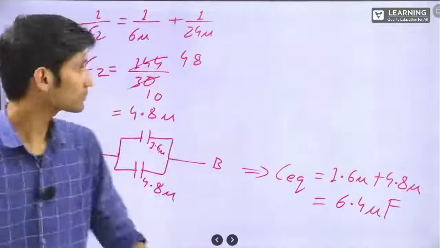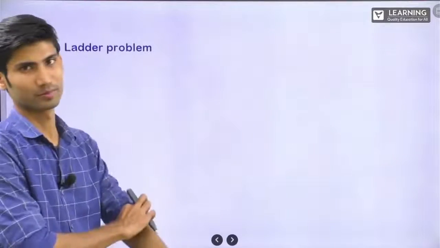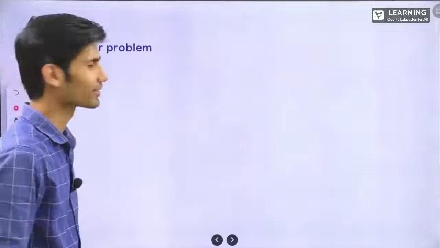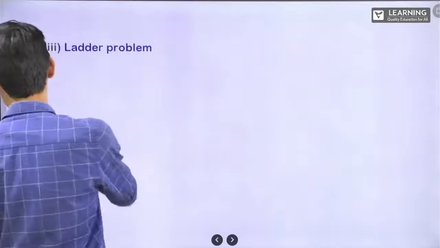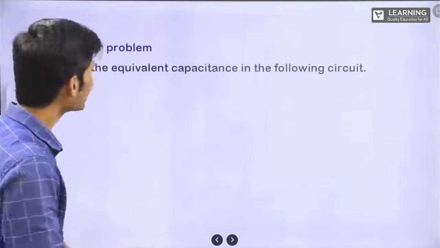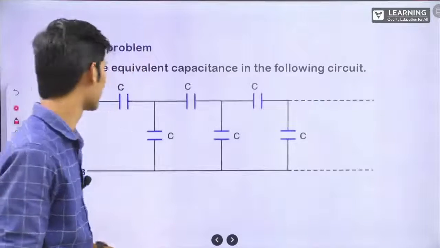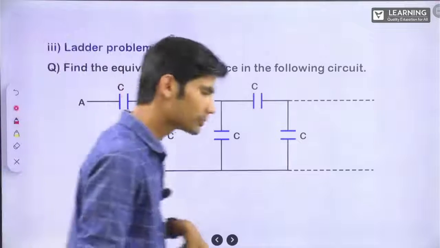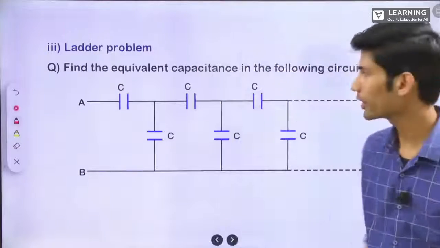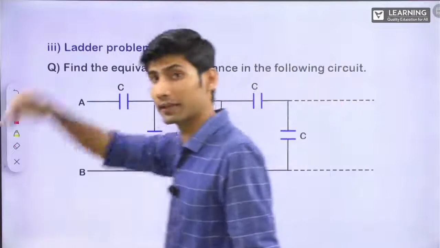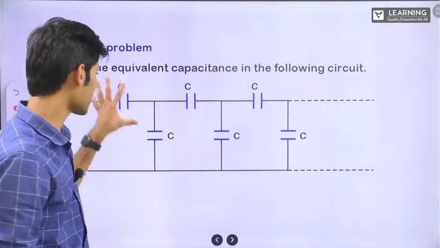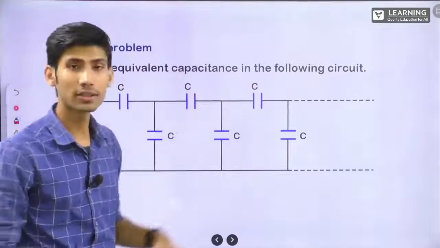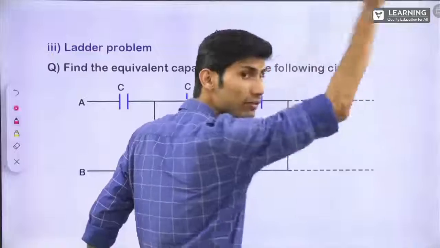Next, ladder problem. So now third kind of question. It's getting interesting slowly. Let's see. Find the equivalent capacitance in the following circuit. So this is the circuit. We have to find equivalent capacitance between A and B. Alright. Now this is going till infinite. If you see this is C, then C, then C, then C, then C, then C. Like this goes till infinite.